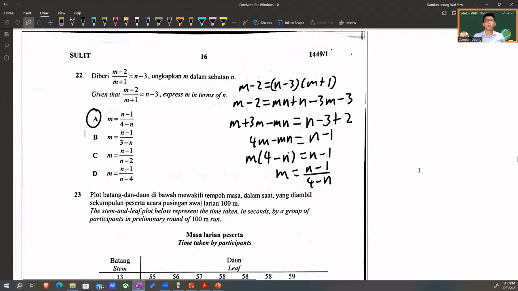Okay. So when there's more than one term with your subject, you have to put all of them on the same side, then factorize, basically.